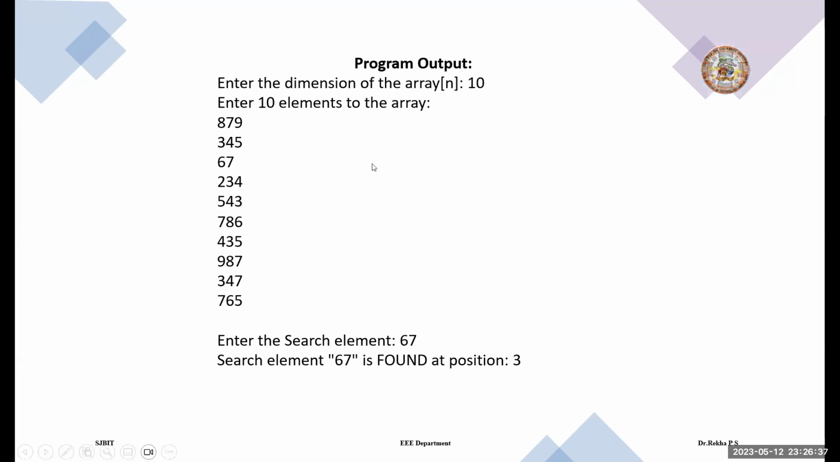This is the program output. You enter the dimension of the array, say 10. So 10 elements you will enter, like this. Then the element to be searched is what you're supposed to enter: enter the search element. Suppose the user has entered 67. Then how does the output come? The search element is 67 and it is found at position 3: 1, 2, 3, the third position. This is how the output should be displayed. This is how the search program will work.